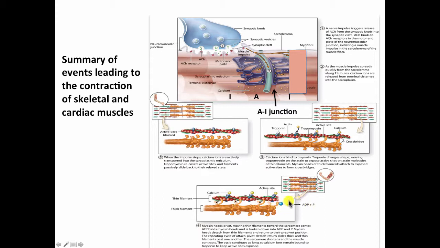If no ATP is present, then the myosin head can't detach from the actin filament. It's the binding of a new ATP molecule to the myosin head that causes it to detach. And this is the situation called rigor mortis.